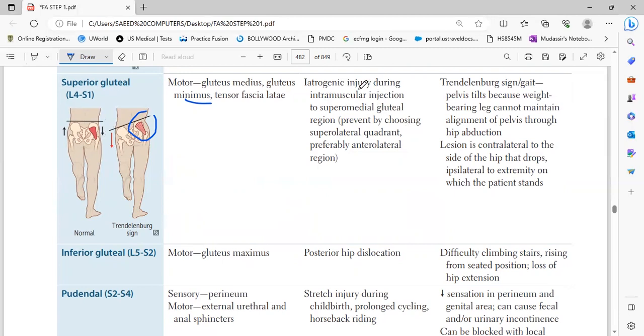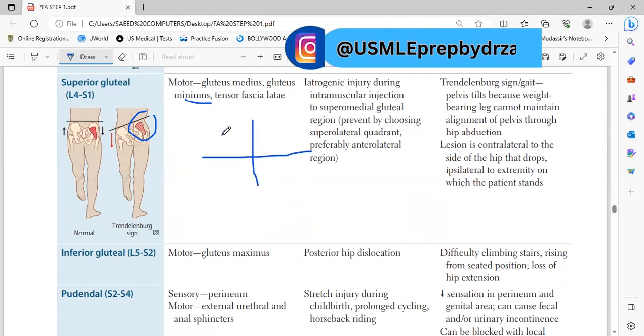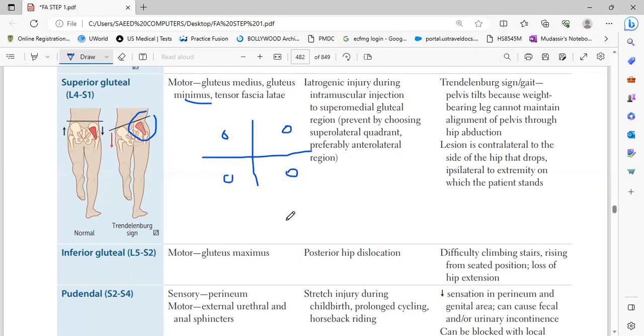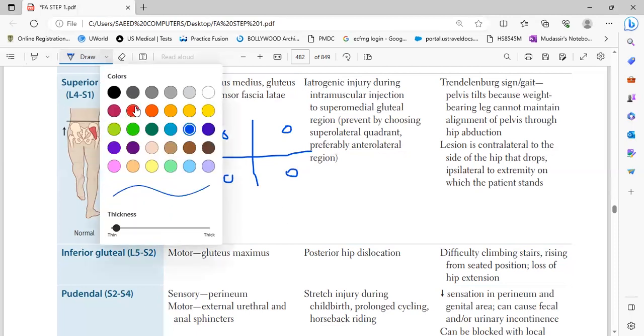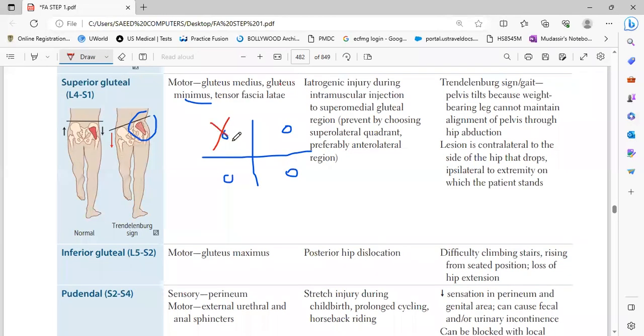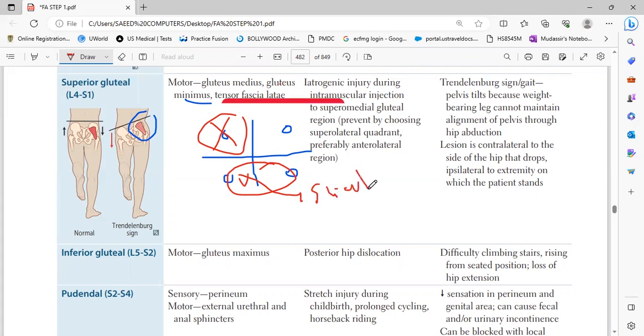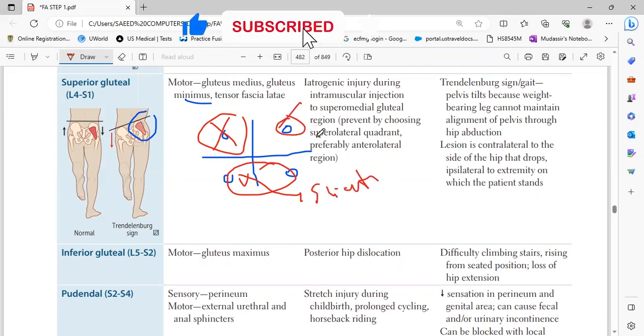It is common in intramuscular injection to the superomedial gluteal region. So remember, this is superomedial, superolateral, inferolateral. When an injection is given in this region, you can have injury to the superior gluteal nerve. When an injection is given in this region, you can have injury to the sciatic nerve. So this region is safe. Superolateral is safe.